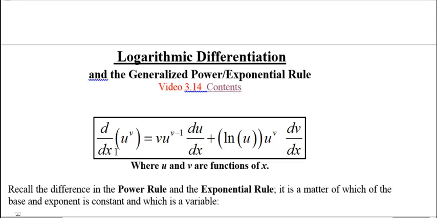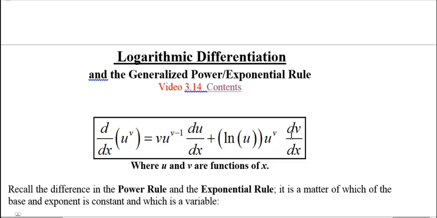the derivative with respect to x of u to the v power, where these are potentially both functions of x, is you do the power rule. V times u to the v minus 1 times the derivative of the u. Plus you do the exponential rule. Same thing, u to the v times the log of the base and then times the derivative of the v.